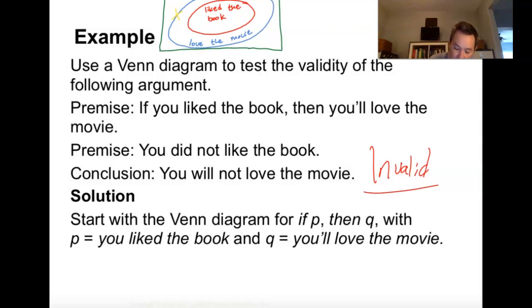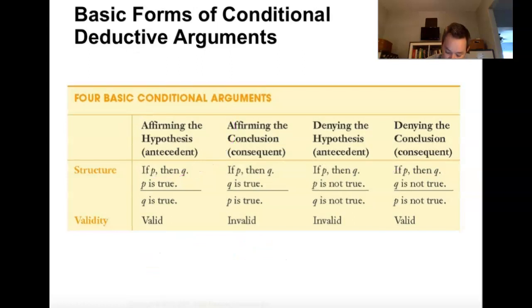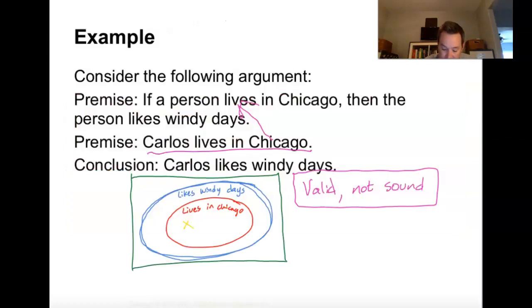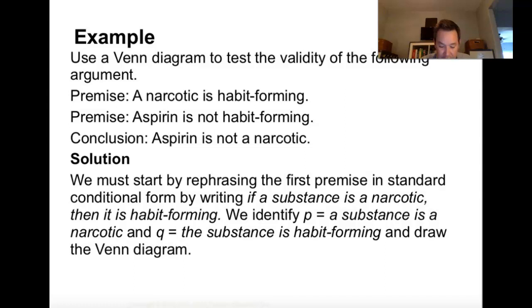So, you did not like the book argues against the hypothesis. So going back, it's arguing against the hypothesis, so it's denying the hypothesis, which is an invalid form of argument. So we are denying the hypothesis. All right, but you can guess what the next example is going to be.